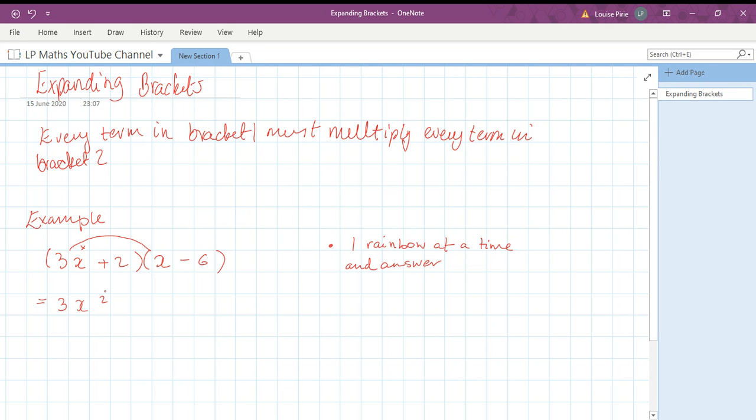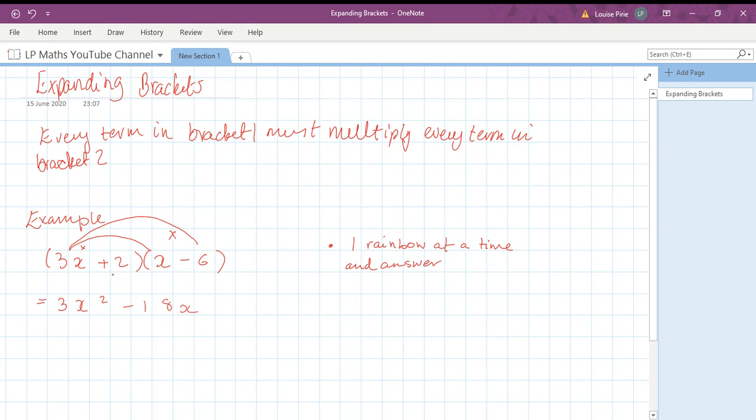This means I'm not going to get confused with a whole load of rainbows and not sure whether I've done the first one or not sure whether I've done this one or etc. So you want to do your second rainbow and again answer that. Now be careful when you've got signs which are negative. So this is 3x times minus 6 and that is minus 18x.